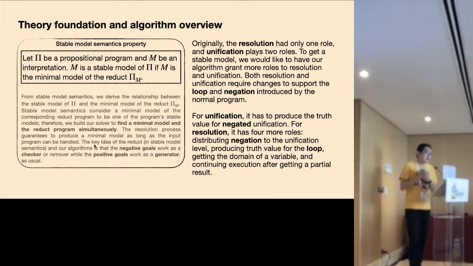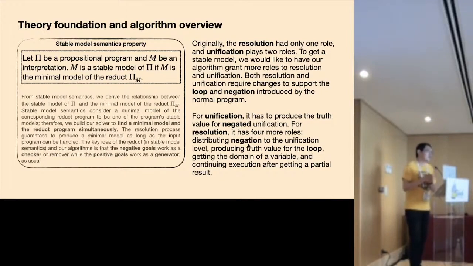As I have mentioned, resolution in the beginning only has one rule: selecting one goal we assume is true. That's the only task it's doing. In our stableKanren, we will grant four more rules to the resolution, as we mentioned here. And the same thing for unification: it plays two rules. One is that we try to unify the variables with some certain values, and also produce the truth values for the goals. But for the unification, we only want to produce the truth value for the negated versions. So under the negation, we don't want the unification to assign the values. That's a very big assumption about the variable safety, which I will talk about in the next slides.